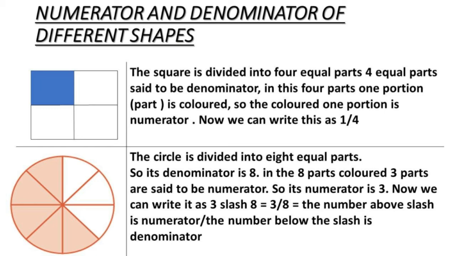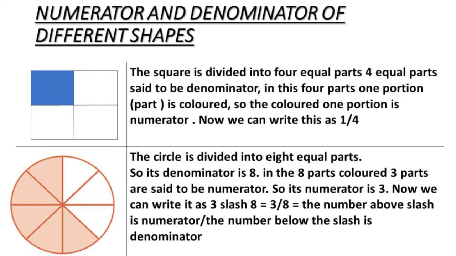This circle is divided into 8 equal parts. So its denominator is 8. In the 8 parts, the 3 colored parts are said to be numerator. So its numerator is 3. Now we can write it as 3 by 8. 3 slash 8, 3 by 8.